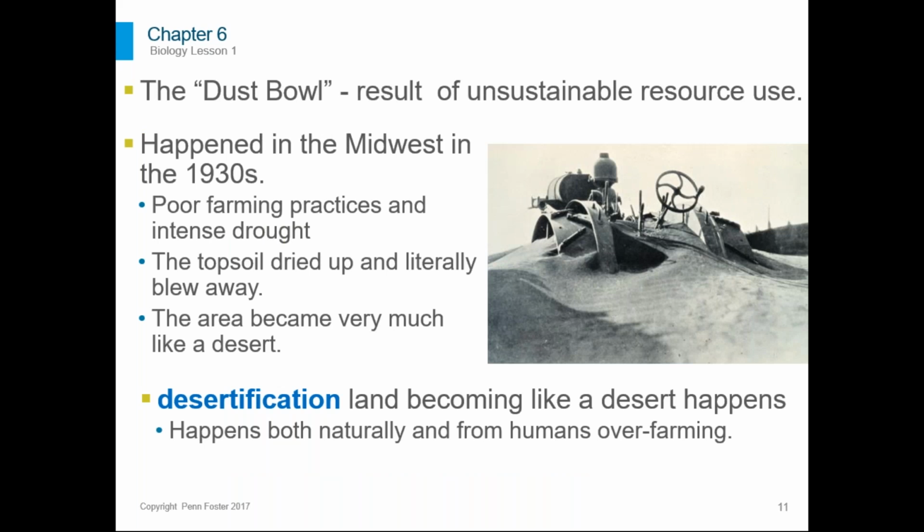The Dust Bowl is an example of the result of unsustainable resource use. So in the 1930s, large areas of the Midwest, which had been farmed using poor farming practices that loosened up and dried up the soil, were also hit by an intense drought. And so the topsoil dried up and literally blew away, and the area became very much like a desert, with dry soil blowing into dunes like desert sands. And the process of this happening is called desertification. And this process happens in other places around the world too, both naturally and from humans overfarming.